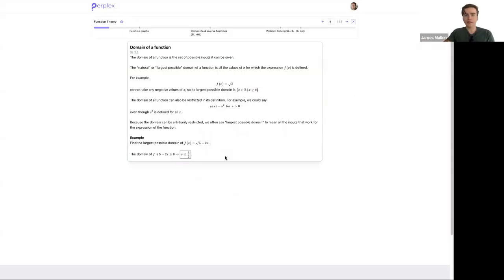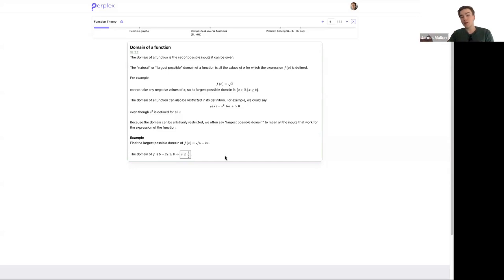All right, next slide. The domain of a function. So domain is the set of possible inputs that a function can be given. And we often talk about the natural or largest possible domain of a function, which is the set of all possible values that the expression of the function allows us to input. For example, if I have the function square root of x, I can't put in any negative values because on the IB we deal strictly with real functions. So the natural or largest possible domain of f is x belongs to real numbers such that x is greater than or equal to 0.